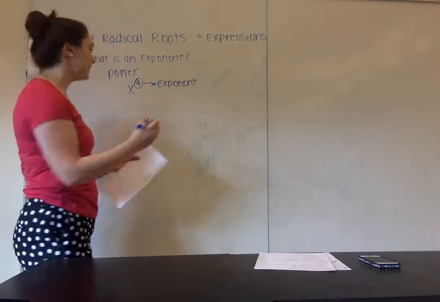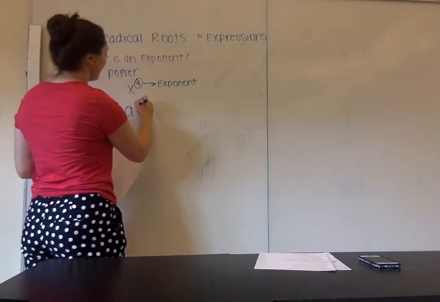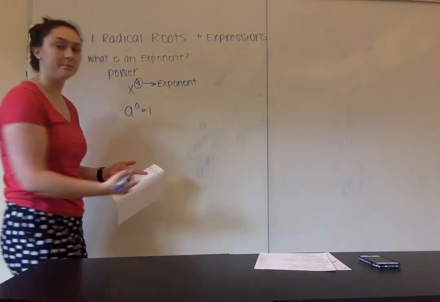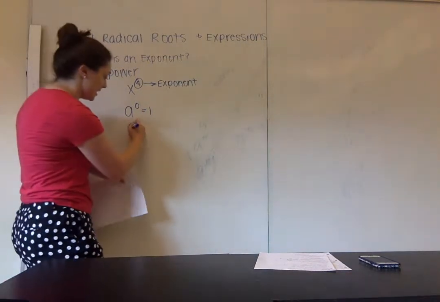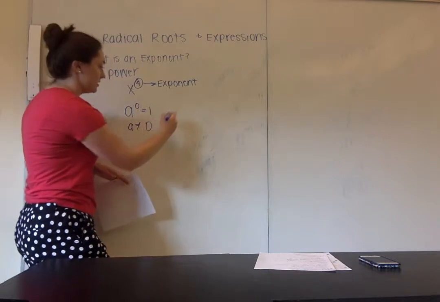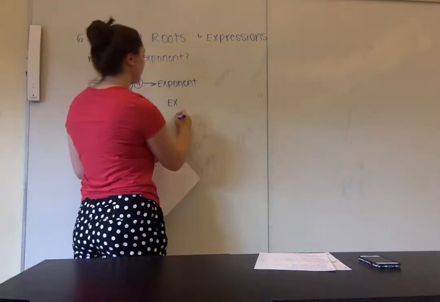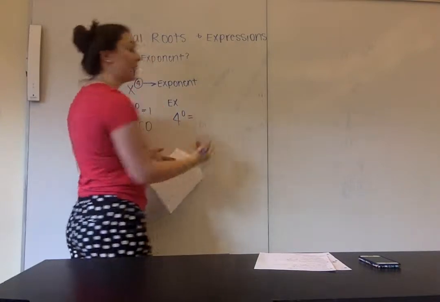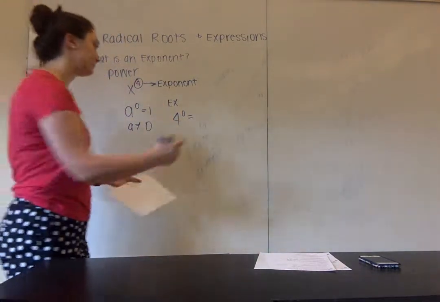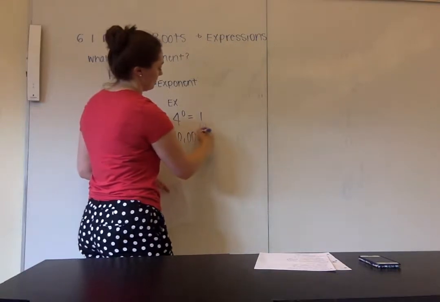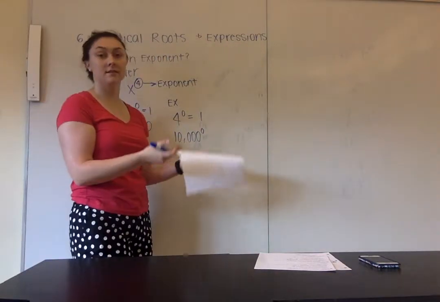One property of exponents is that any number a raised to the exponent of 0 will give you 1, as long as a is not 0. So if we have 4 to the 0, what will that be? 1. What if we have 10,000 to the 0? Again, this is 1.